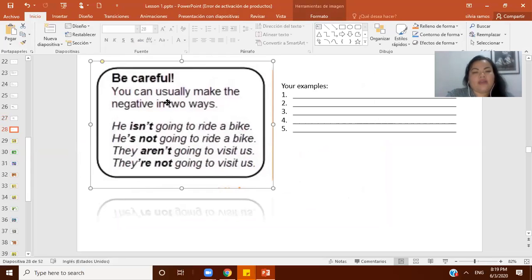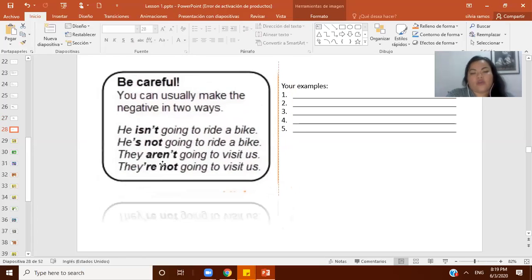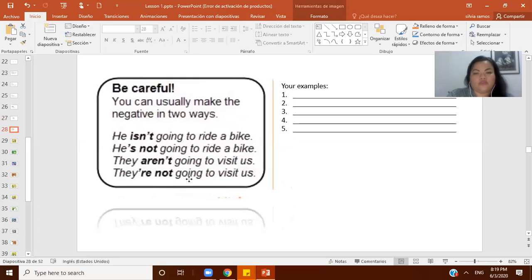Entonces, si se fijan acá, we say, you can usually make the negative in two ways. Right, he isn't going to ride a bike. He's not going to ride a bike. They aren't going to visit us. They are not going to visit us.